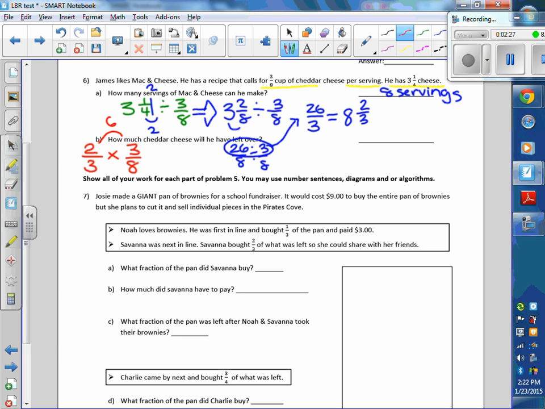So this is 6 over 24, which is 1/4 of a cup. Now, some people had 1/4 of a cup and they lost points. The reason is they got lucky because they had the wrong answer up here and then they had the wrong work to get to 1/4 of a cup. You have to have the work that makes sense to get to the 1/4 of a cup.